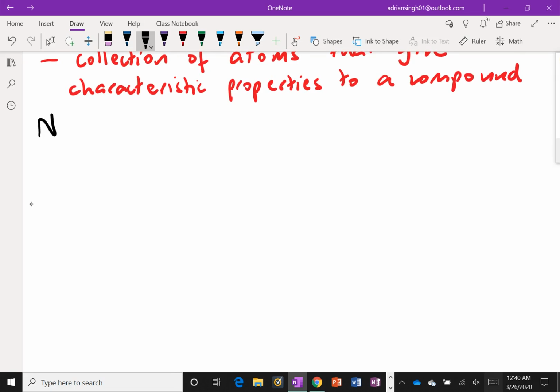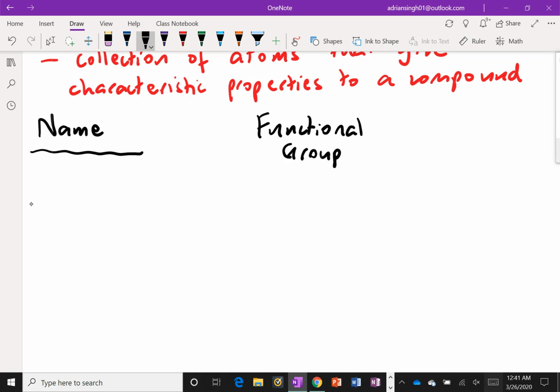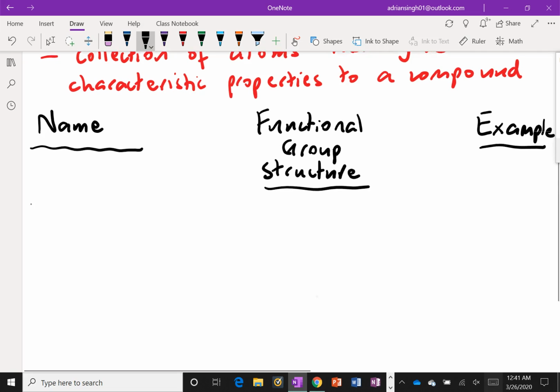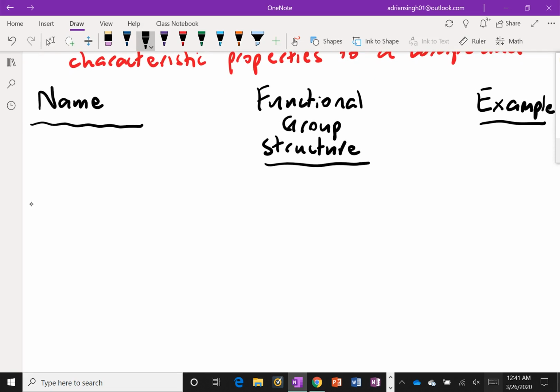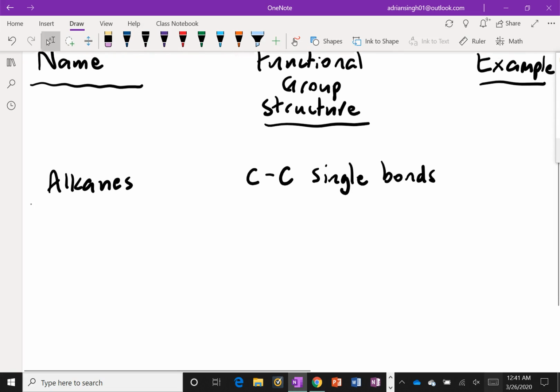So we'll say name, functional group, structure, and then we'll provide an example. All right, so the first one that we saw was our alkanes, right? And these just have carbon to carbon single bonds. Okay, I'm not going to provide examples of these. I think we've addressed that already.